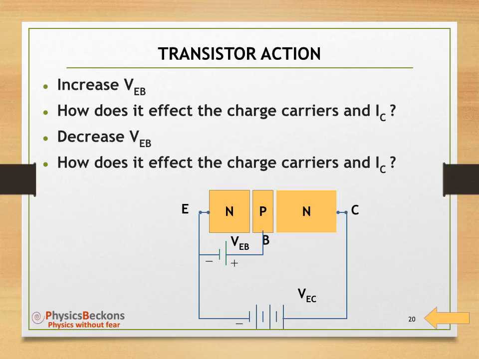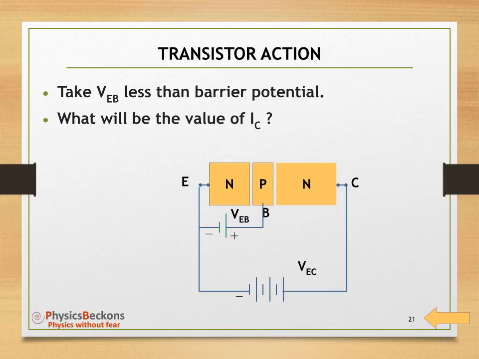If you probe it slightly further, you can see here. If we take VEB, that is emitter base potential, less than the barrier potential of this emitter base junction, we know that the PN junction does not conduct in such a situation and hence the collector current will drop to 0, or the transistor will become off. And if emitter base potential is large enough, then the transistor acts as almost a conductor.